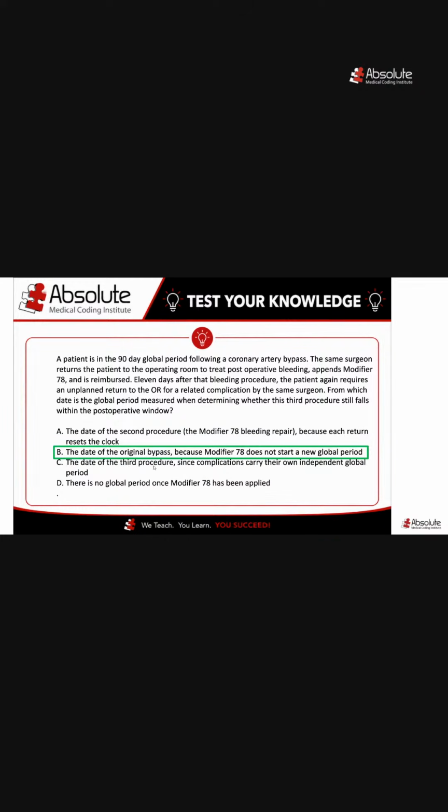So the answer is B. Absolutely. The date of that original bypass, because modifier 78 does not start a new global period. If it's related to that original procedure and it's unplanned, an emergency, it stays in the same global period.